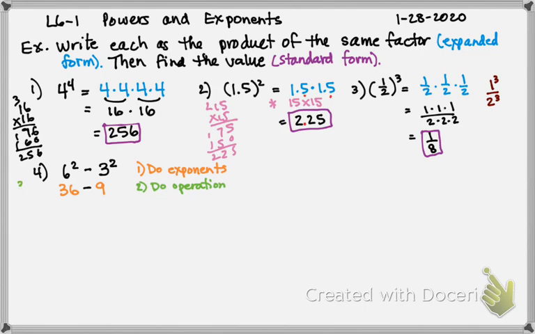And remember, I don't know why people miss these questions, but they do. You have to rename. 16 take away 9 is 7, and then we have a 2. So my answer works out to 27.